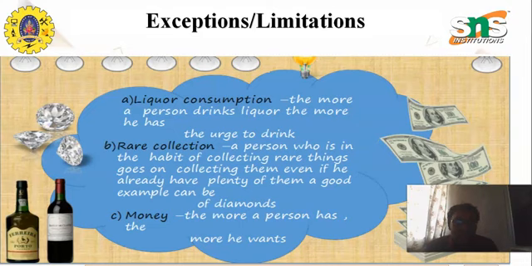These are some of the exceptions or limitations of the law of diminishing marginal utility. First one is liquor consumption. The more a person drinks liquor, the more urge he has to drink. And also rare collections. A person who is in the habit of collecting rare things goes on collecting them even if he already has plenty of them. And then money.